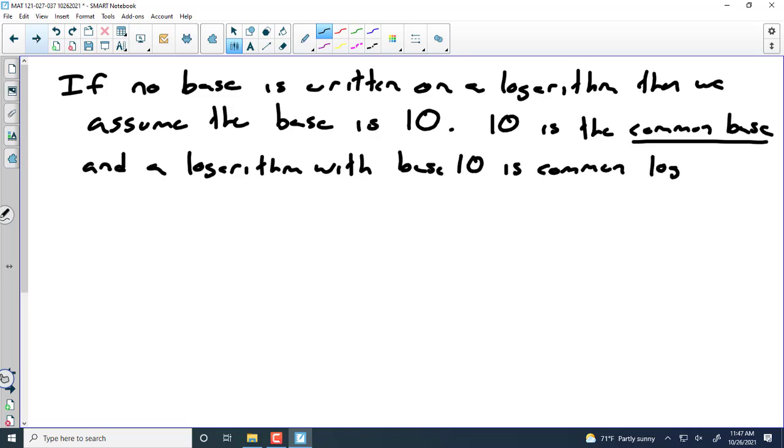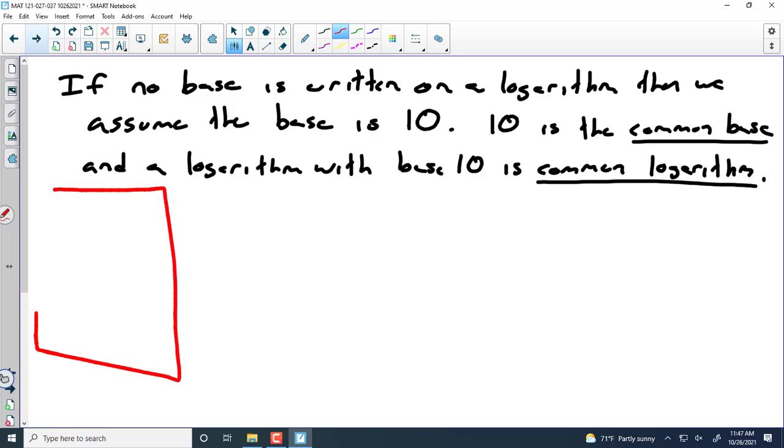If we don't write a base on a logarithm, then we assume the base is 10. There are some things in math that we do often enough that we don't bother to write the number that we mean. For instance, that's the cube root of 64, everyone, which is 4. That's the square root of 64, which is 8.